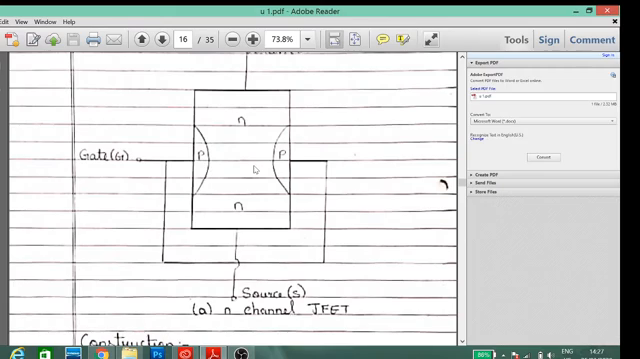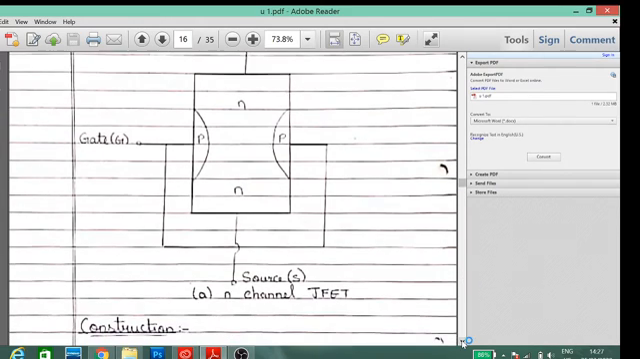schematic diagram. An N-channel JFET with the P-side gate. Both the P-side gates are attached to each other. One side is named the source and the other side is known as the drain. Now, construction.